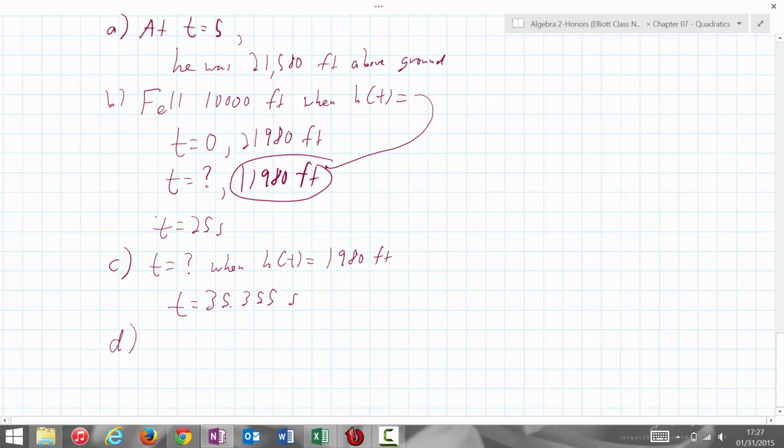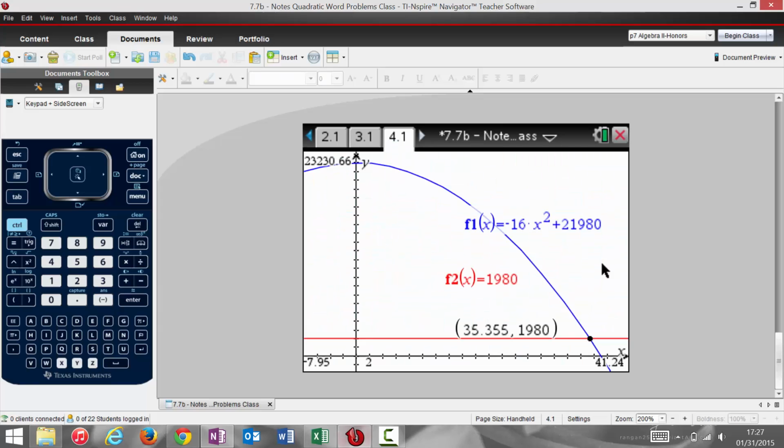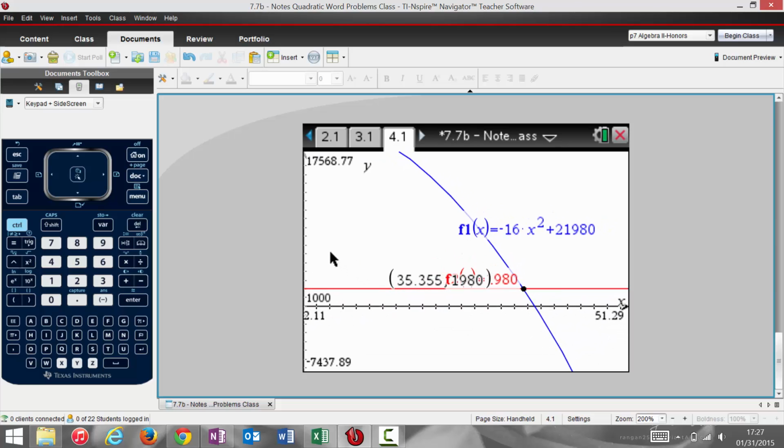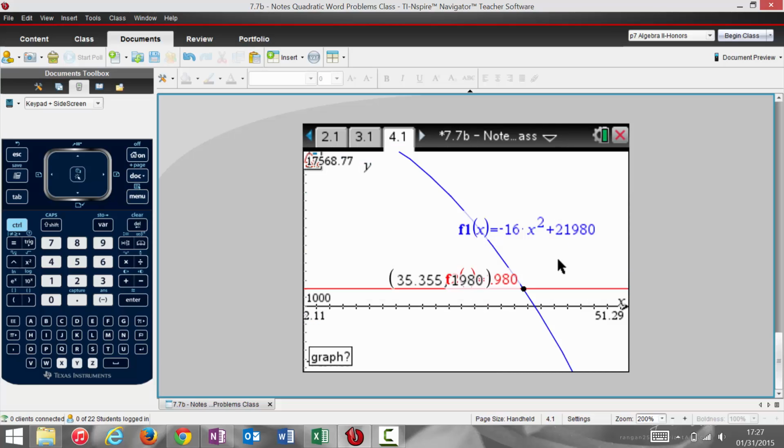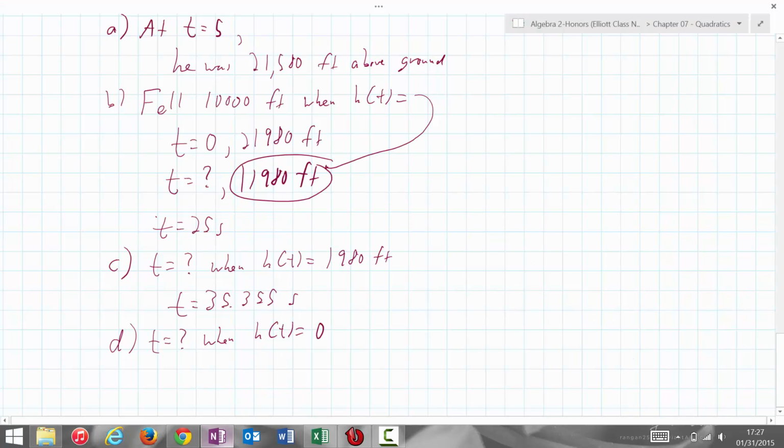And then how many seconds did he fall before he reached the ground? So that's t equals what when h of t equals 0. That is a 0, an x-intercept or a root. I'm going to click on the background and move this graph up just a little bit so I have a little more room there. Menu, analyze graph, 0. I want a 0. It actually asks me to click on the graph because I have 2 graphs up there now. I'm going to click on the blue graph and then left, right, and I get a 0, 37.064 seconds.